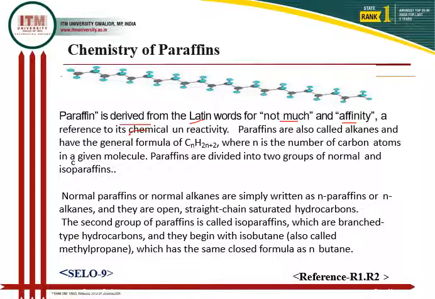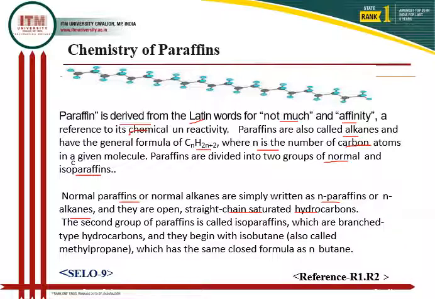The paraffins, which are also called alkanes, have the general formula CnH2n+2, where n is the number of carbon atoms. And we can have two types of paraffins, normal and isoparaffins, depending on the structure, the straight chain and the branch chain. The normal paraffins are simply written as n-paraffins, or n-alkanes. They are the open and straight chain saturated hydrocarbons.